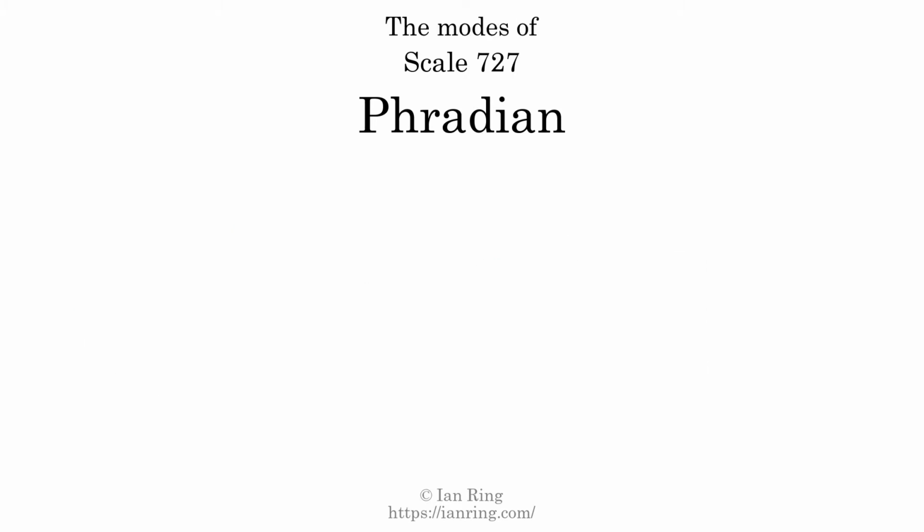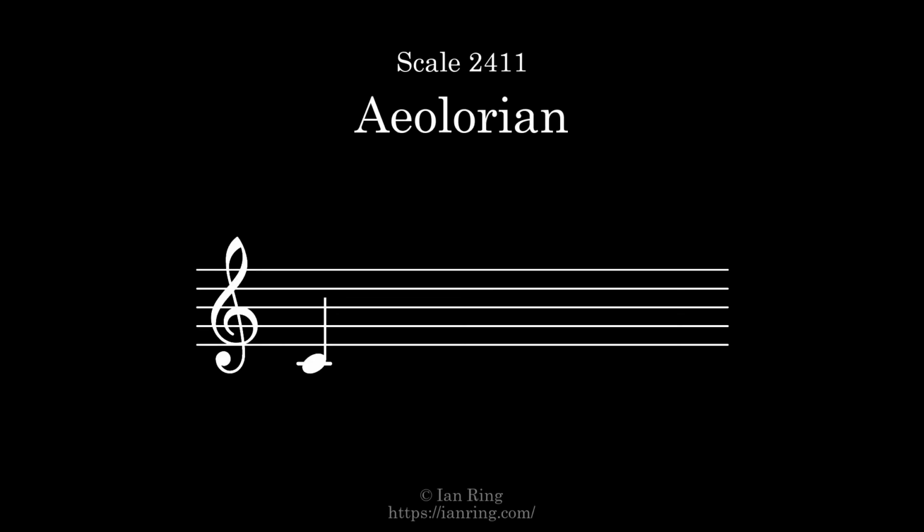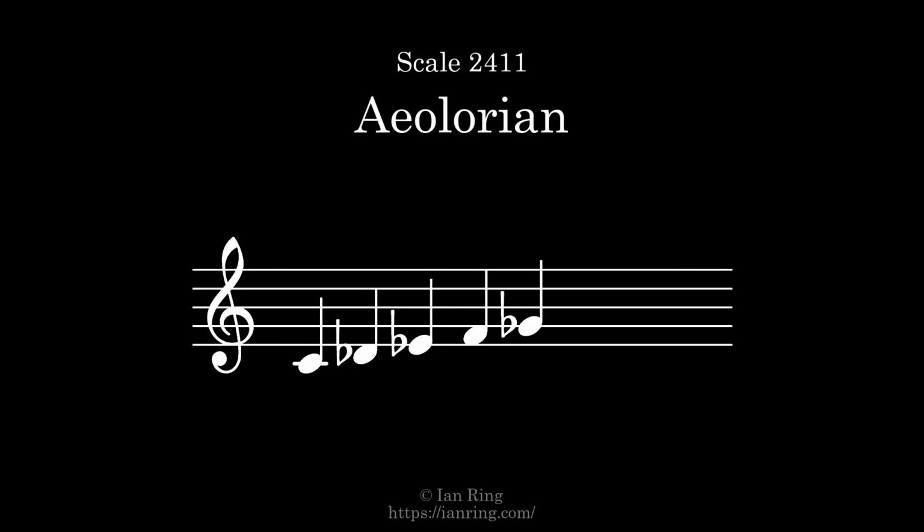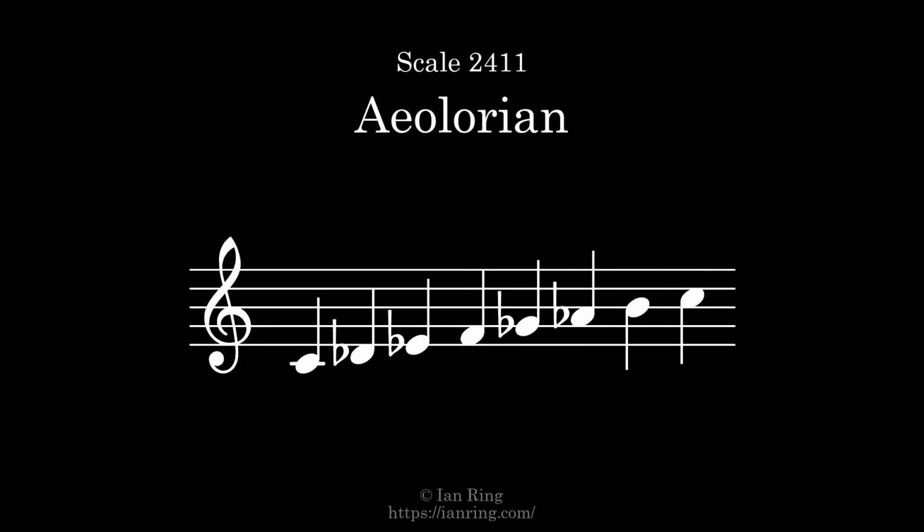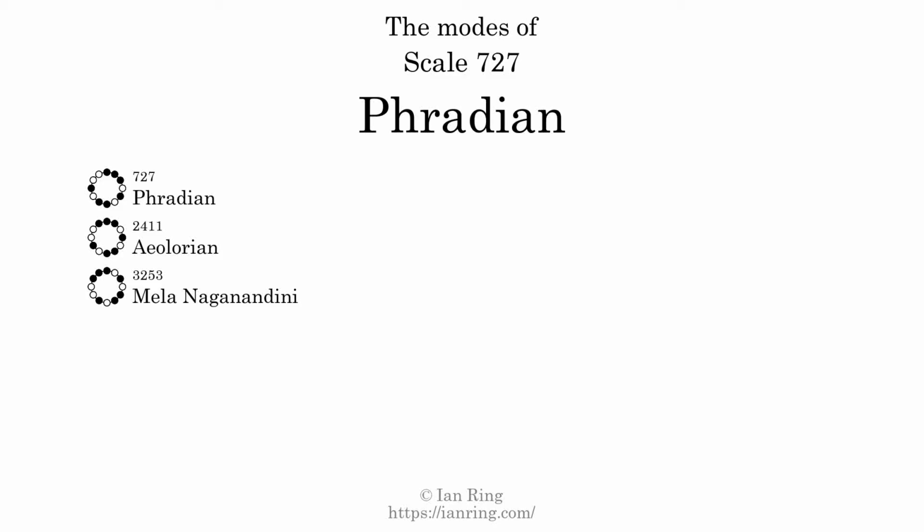This scale has 7 modes. The first mode is itself. The second mode is scale 2411, also known as Eulorian. It sounds like this. The third mode is scale 3253, also known as Milan-Nagin-Andini. It sounds like this.